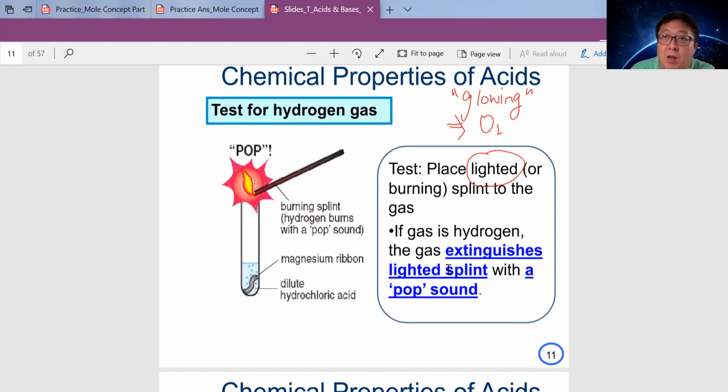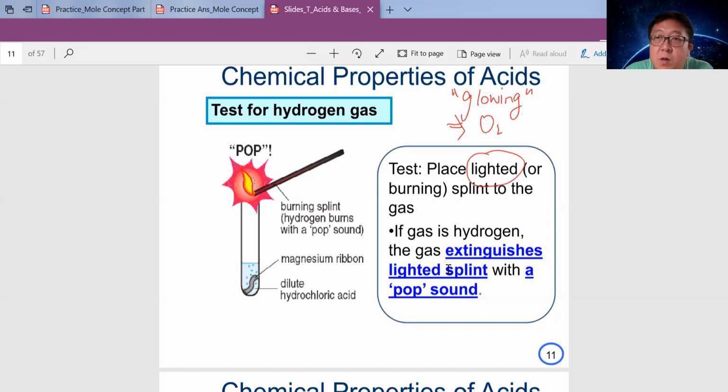Then, of course, I cannot tell the person is wrong already. Hey, make sure your splint is lighted. Then you test. Cannot. Because as an examiner, I'm not supposed to reveal anything about the identity of the gas, right? By telling you to use a lighted splint, I'm hinting to you there's hydrogen gas already. So we cannot do that. These two tests are very similar. So you need to remember glowing splint, oxygen gas. Lighted splint, hydrogen gas. So write down somewhere, it extinguishes with the lighted splint with a pop sound, very loud.